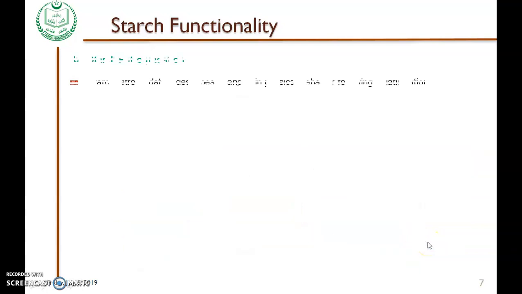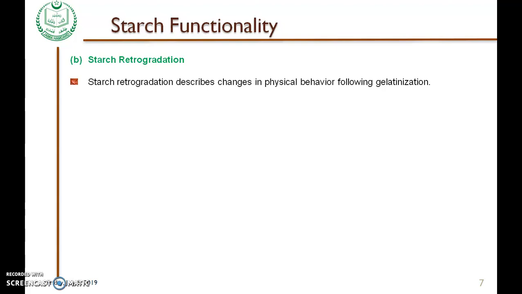So next is starch retrogradation. What is retrogradation? It's a reaction that takes place when the amylose and the amylopectin chains in the gelatinized, cooked starch realign themselves as the cooked starch cools.